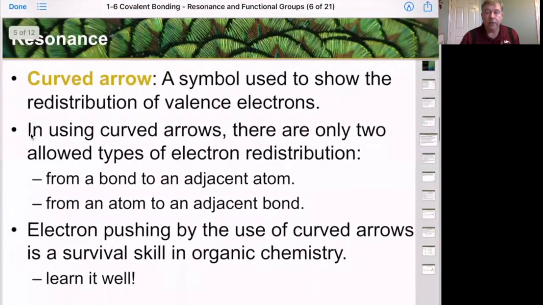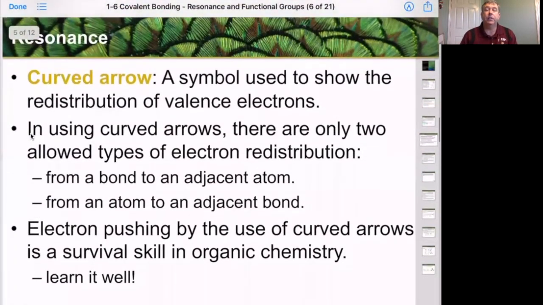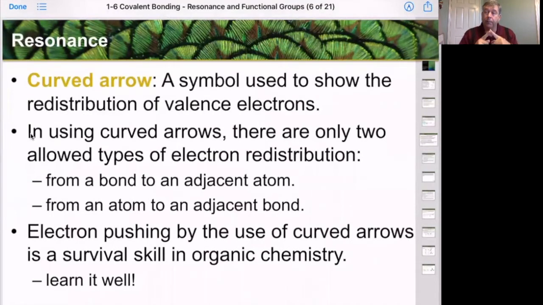So when we do resonance structures, we always show a curved arrow, a double-pronged curved arrow showing 2 electrons have moved from where they are, and it's showing 2 electrons moving to where they're going, okay? So you can only do it moving from an atom to an adjacent bond and from a bond to an adjacent atom.